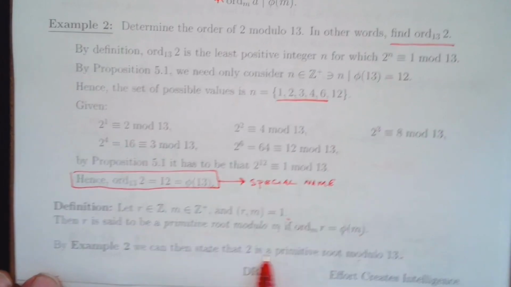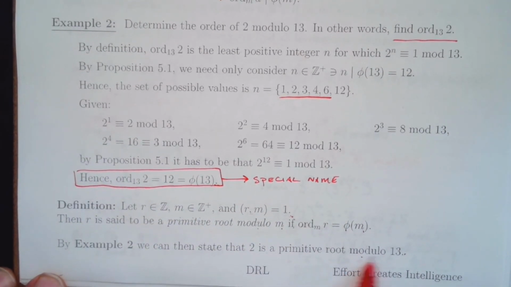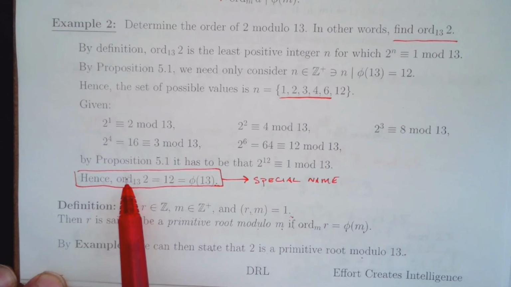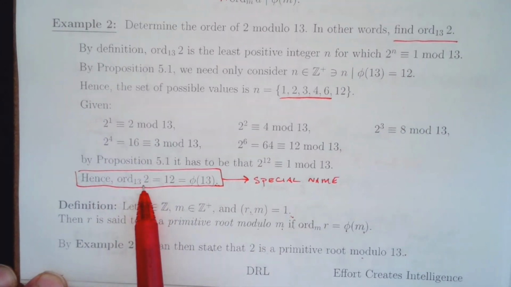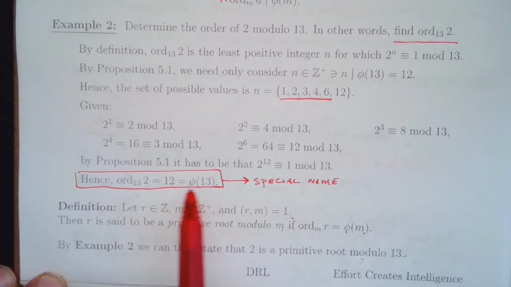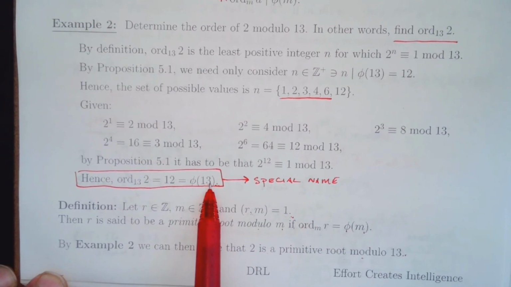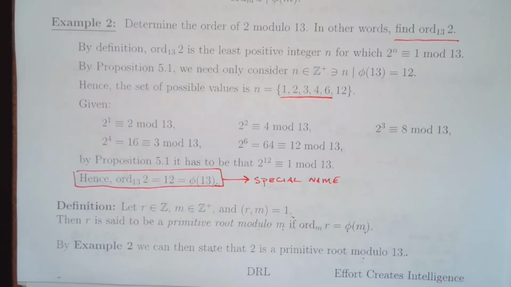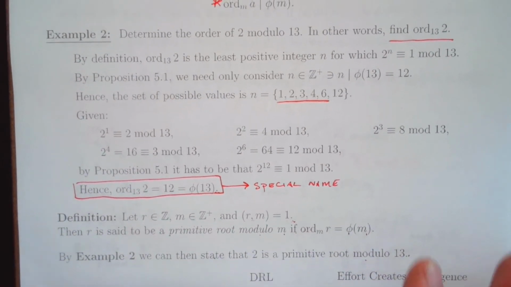But 2 is a primitive root modulo 13 because the order of 2 modulo 13 does equal the phi function value of 13. Okay? So that is an introduction to the order of an integer and primitive roots.